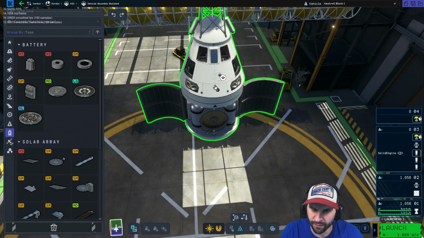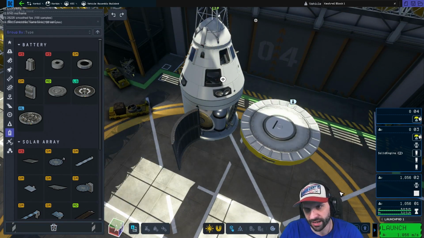So if you go into translate controls here, if I place this part, right?